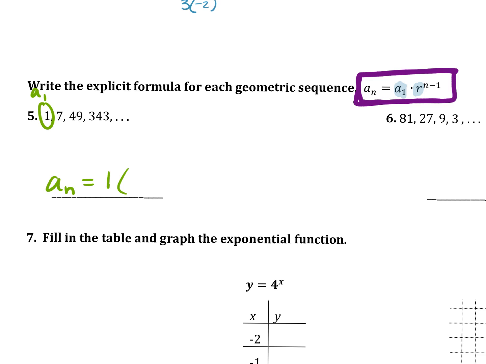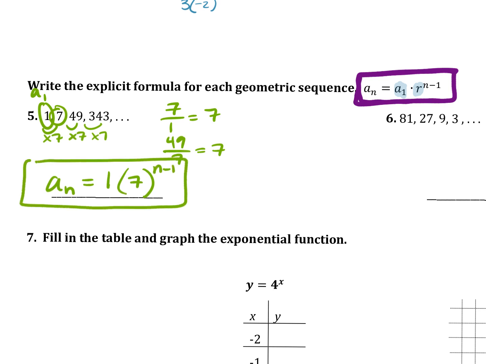What is R? 6. How do you get 7? It's what you're multiplying by. 1 times 7. 7 times 7 gets you to 49. 49 times 7 gets you to 343. If you don't see that, your process is this: the second divided by the first, the third divided by the second. Okay, if they're the same all the way through, that's your common ratio. So I go 1 times 7 to the n minus 1 power.